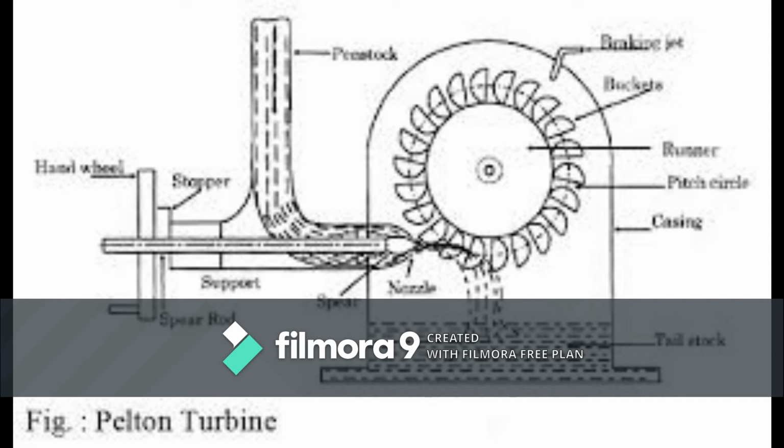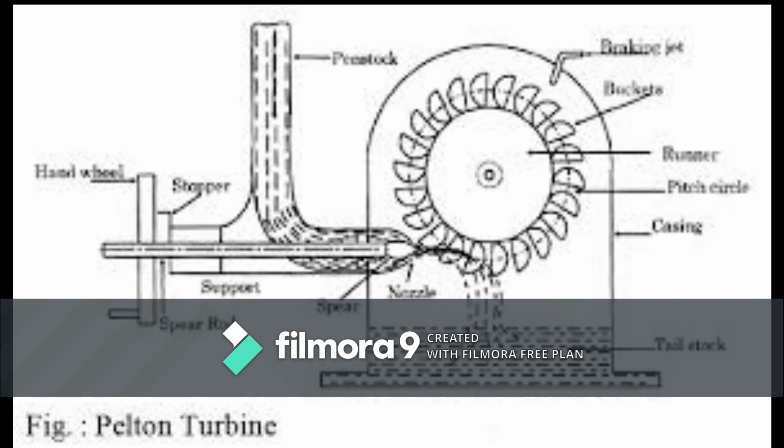So you can see the construction. Once again, the casing is used to prevent danger. There's a spearhead used for the control of flow of water through the nozzle. If you want less water, you can place the spear inside. If you want more water to flow to the turbine, you can remove the spear and keep it aside. Next is the bucket. The bucket is cup shaped, like hemispherical in shape.